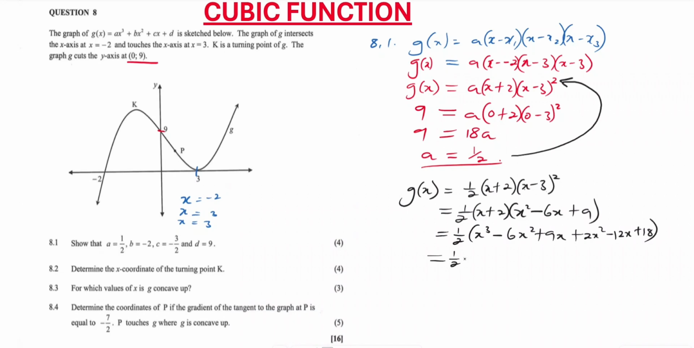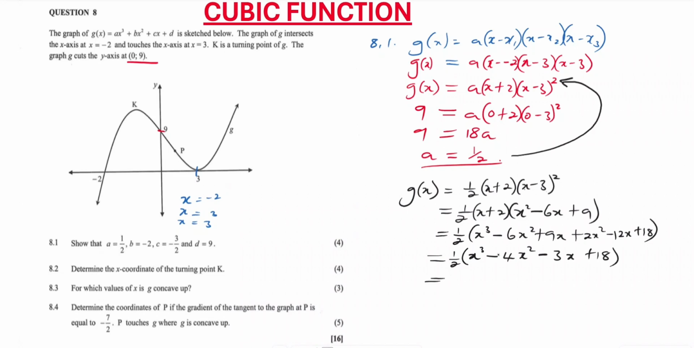Then we collect like terms inside the bracket. For x squared, -6x squared plus 2x squared gives -4x squared. Then 9x minus 12x is -3x, then plus 18.